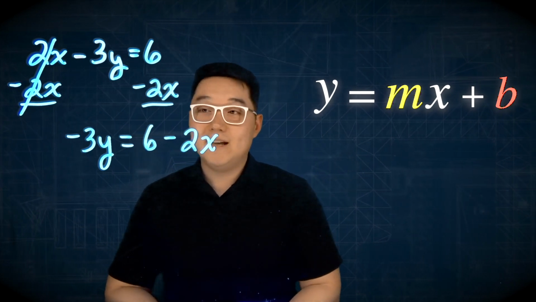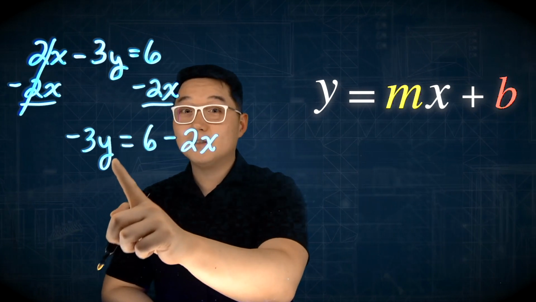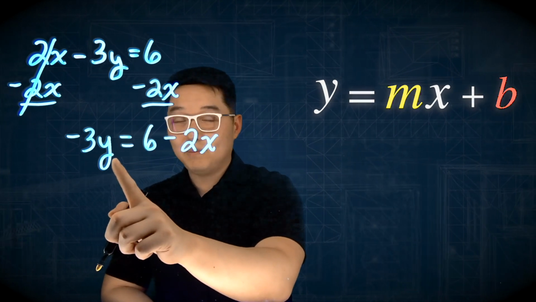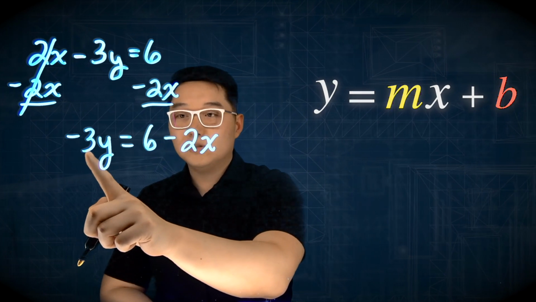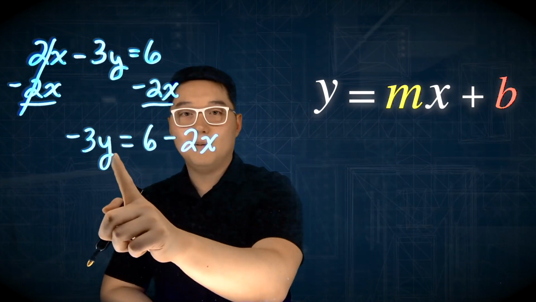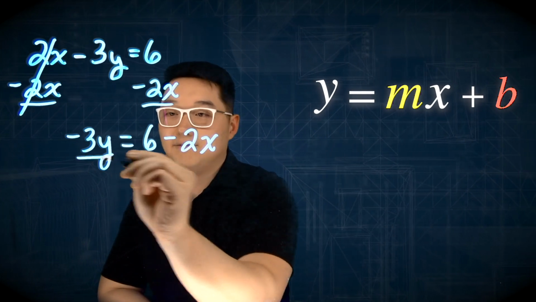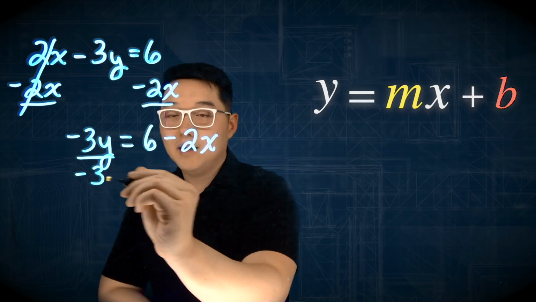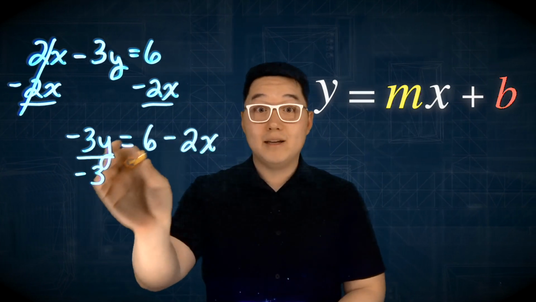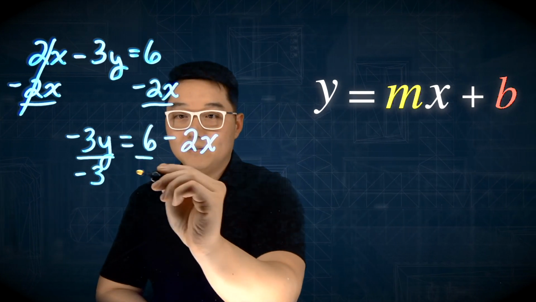Okay, now to isolate the variable y, we have to do the inverse operation of multiplying by negative 3. So what's the opposite of multiplying by negative 3 with the variable y? Well, the opposite of multiplying by negative 3 is dividing by negative 3. But we don't just divide by negative 3 here. We divide everything by negative 3.